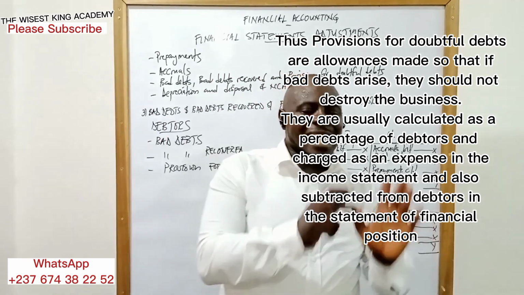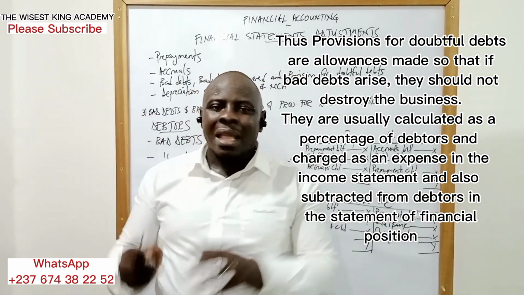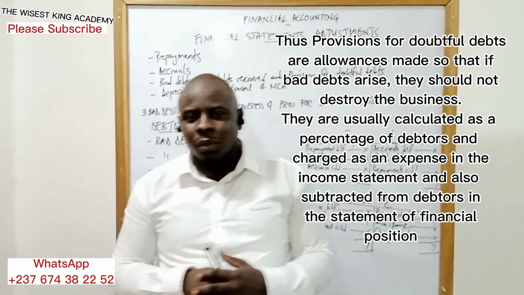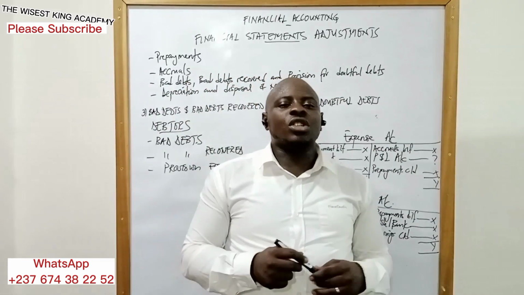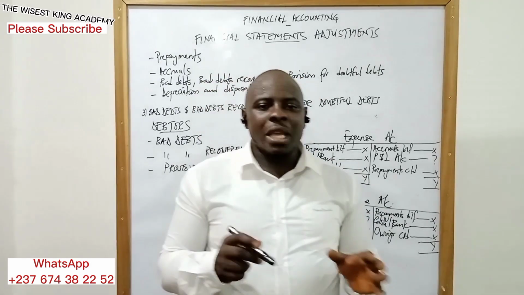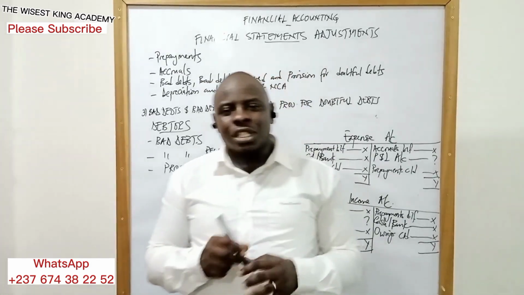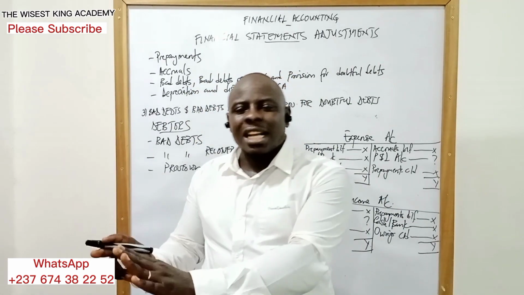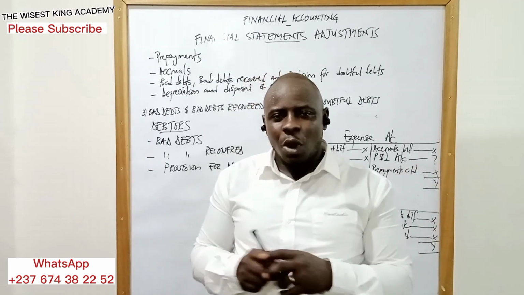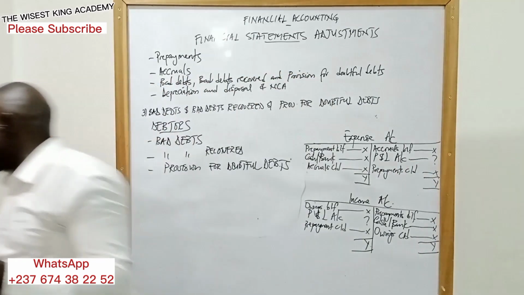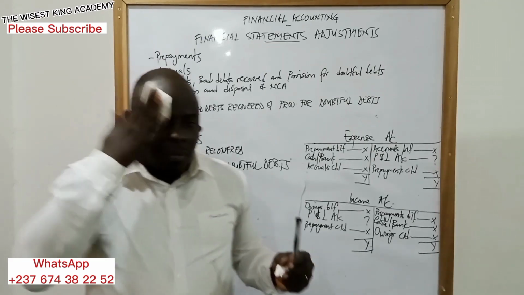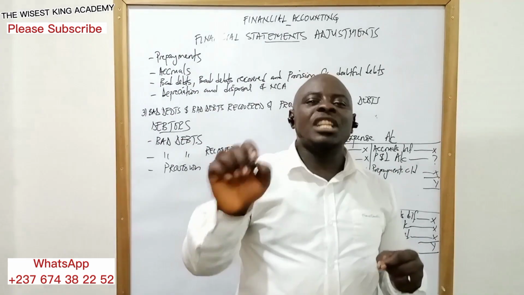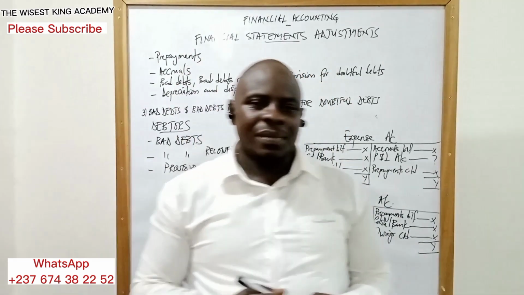They are charged as an expense in the income statement and subtracted from debtors in the statement of financial position. If in your additional information you are told that the provision should be 3% of accounts receivable, you calculate the 3%, you charge it as an expense and you also subtract it from debtors. But the provision that is given in the additional information is the provision for the period.